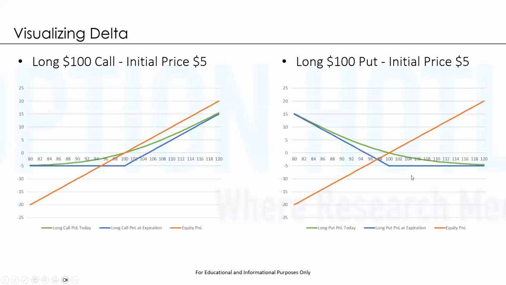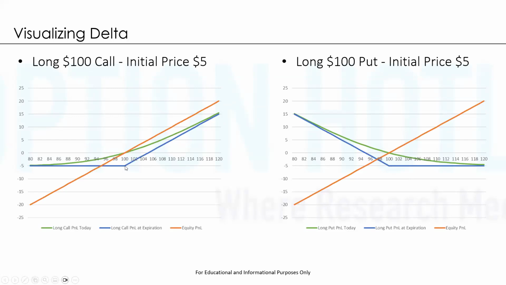All right, let's just visualize this delta for the market, okay? At expiration, we already know what that call option looked like. That's the blue line here. Every dollar the stock goes up, there is $1 appreciation in the value of the call. Okay, this is the P&L of that $5 option.